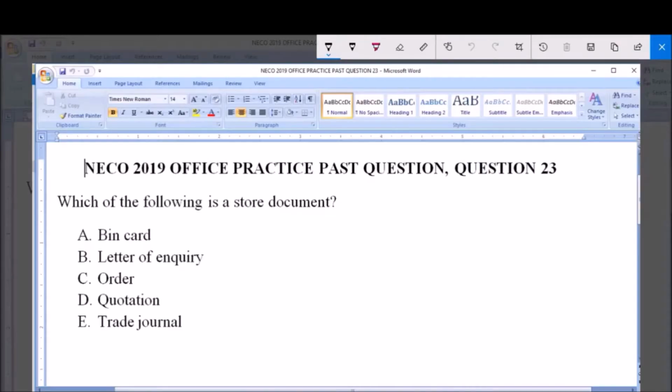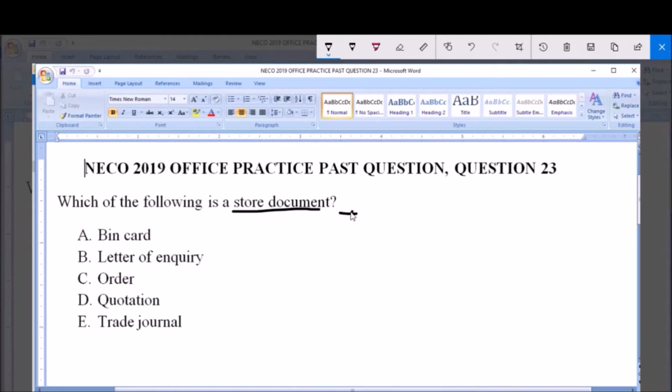Hello, good day and welcome. I will be solving NECO 2019 Office Practice past question, question 23. Which of the following is a store document? A. Bin card, B. Letter of inquiry, C. Order, D. Quotation, and E. Trade journal. So we are asked to pick an option which is a store document.